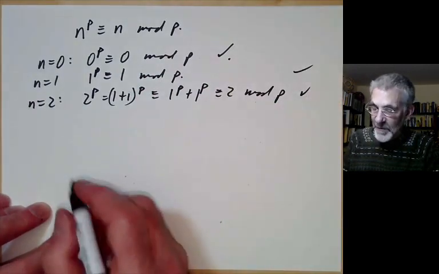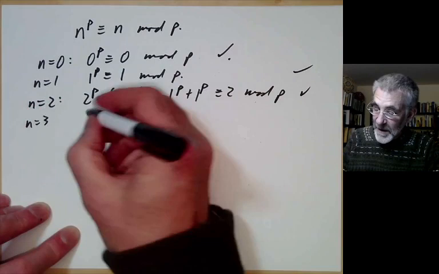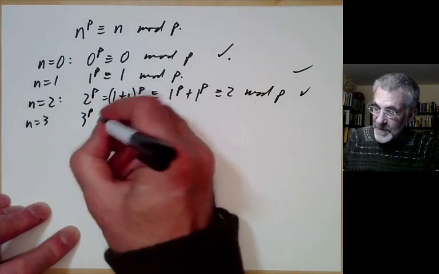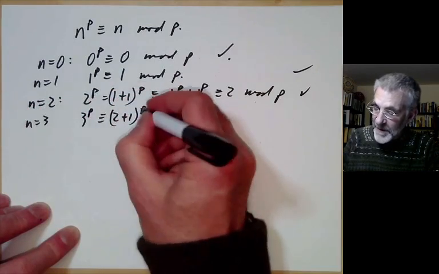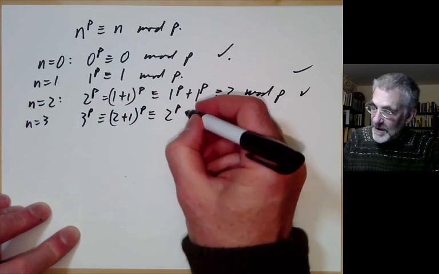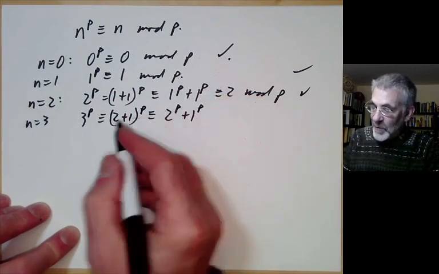So that's okay. What about n equals 3? Well, 3 to the p is (2 plus 1) to the p, which is congruent to 2 to the p plus 1 to the p by what we've just shown.